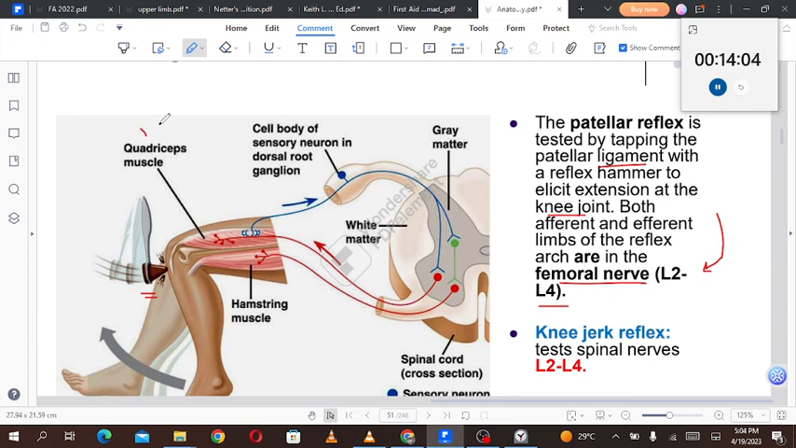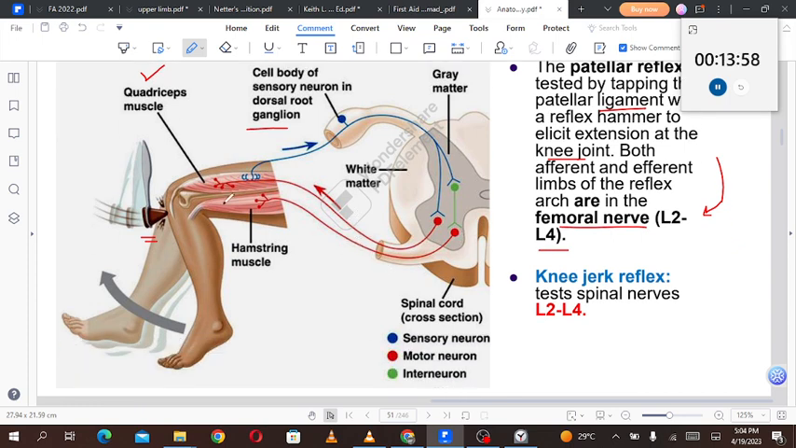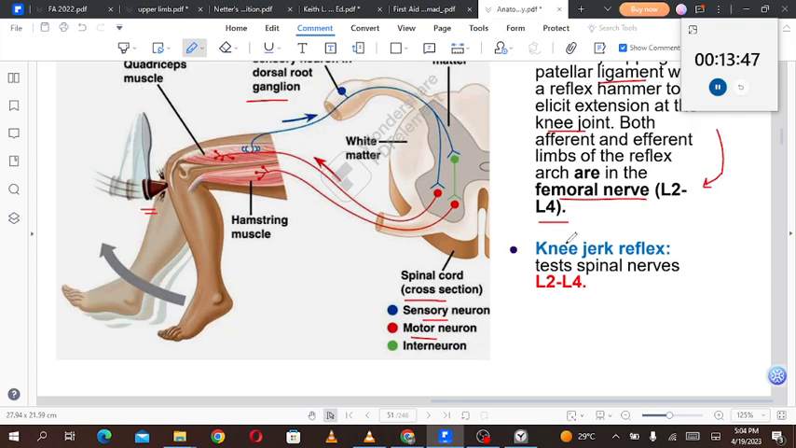Here you can see the quadriceps muscle, the cell body of the sensory neuron in the dorsal ganglion, then the gray matter, and then the information is coming back for the contraction of the quadriceps femoris muscle. Sensory neurons are present within the femoral nerve, and motor neurons are also present inside the femoral nerve. So the knee jerk reflex tests spinal nerves L2 to L4.